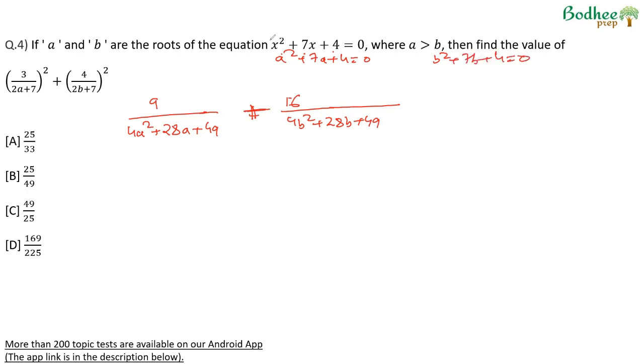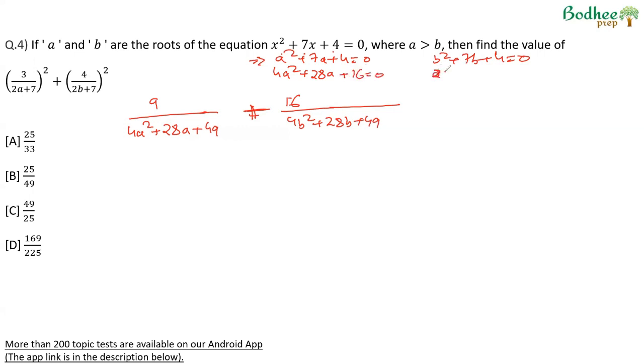So if we substitute a and b instead of x, we should get the equation. Now, comparing these two equations, we see that the coefficient of a square here is a multiple of 4, or 4 times the coefficient here. So let us multiply this by 4. From here we can say 4a square plus 28a plus 16 is equal to 0.